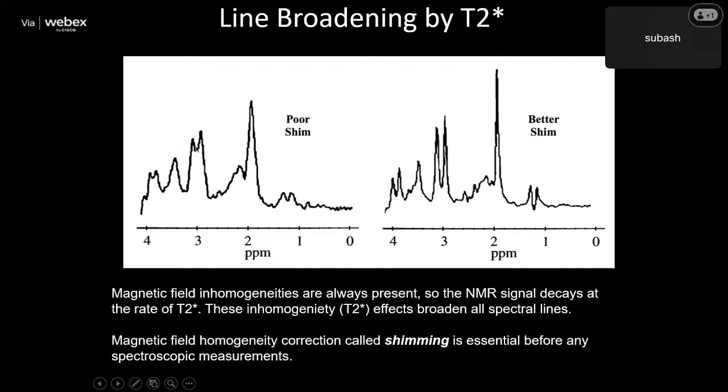You can see these peaks now look like a doublet here, but they are not a doublet. They are actually separate peaks, which are shown over here very nicely. You can see how well these peaks are resolved if you are working with a well-shimmed magnet.